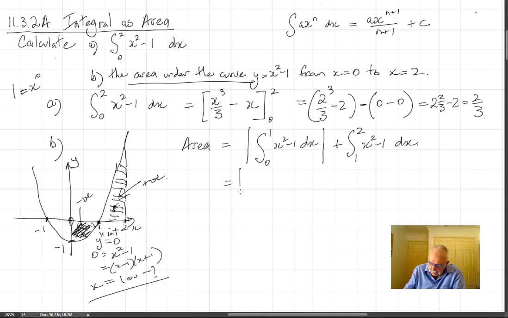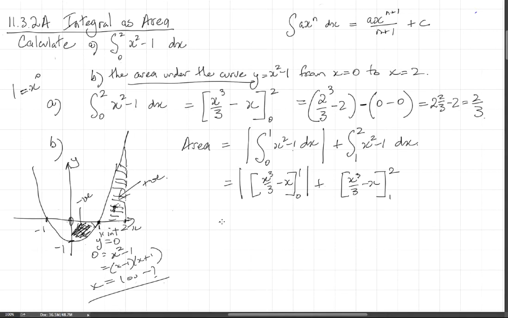We've already seen that the integral of x squared minus 1 is x cubed on 3 minus x. And that'll be between 0 and 1. So I've integrated that and just put these two bounds. Plus, when I do this one over here, it's just x cubed on 3 minus x. And that's between 1 and 2.